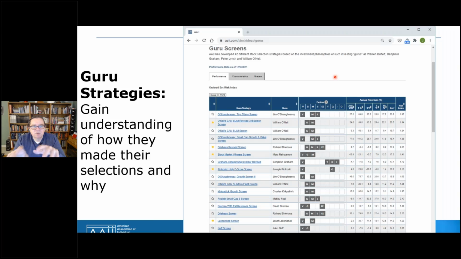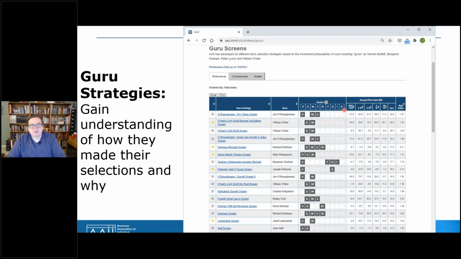When you click on the Guru Screens section of our presentation and of our website, you'll get a listing of all the different guru screens, and you can look at the factors. So you get a better sense now, like the Piotroski F-Score has a pretty good long-term track record, 16.2% annually, pretty high volatility. A risk index of 1 would be equal to the market, so this is more than 2 times riskier than the market. Its focus is on value and quality, the 2 factors that drive that particular screen.